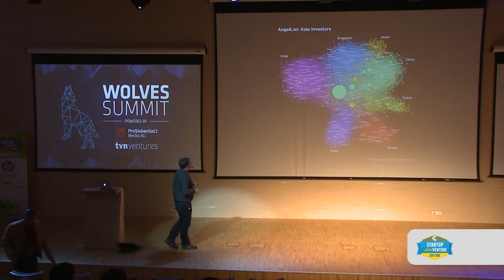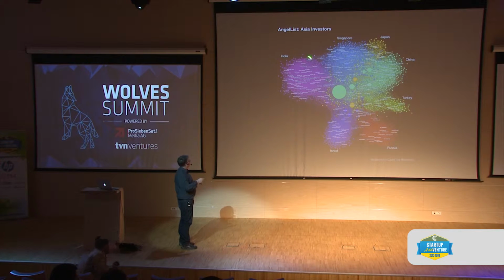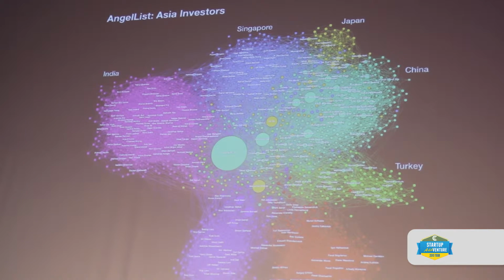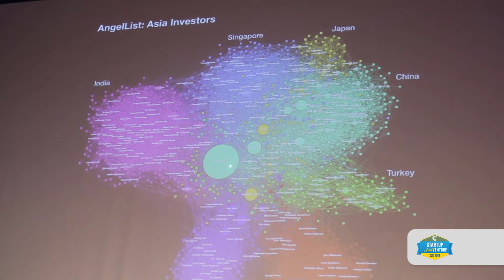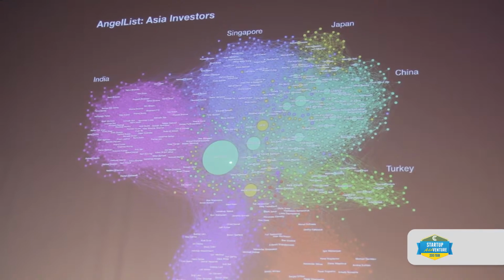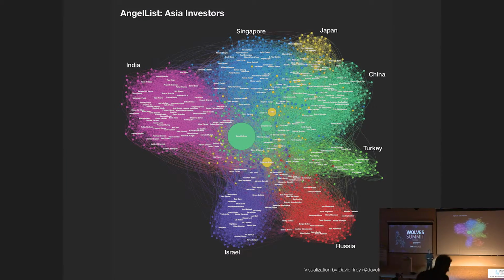Likewise, this is all the investors in Asia. So you have a group for India over here, Singapore, Israel, Russia, Turkey, China. Dave McClure here is the 500-pound gorilla in the middle because he's invested in every deal on planet Earth.